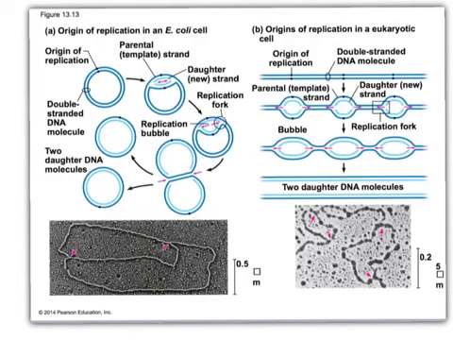There's more than one. Okay? So one way that eukaryotic cells address their complexity in terms of DNA and their overall size of genome is by having multiple origins of replication along a chromosome.